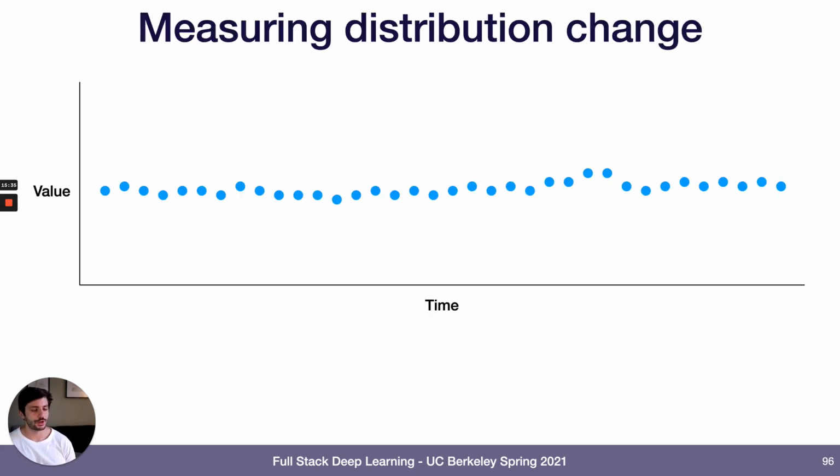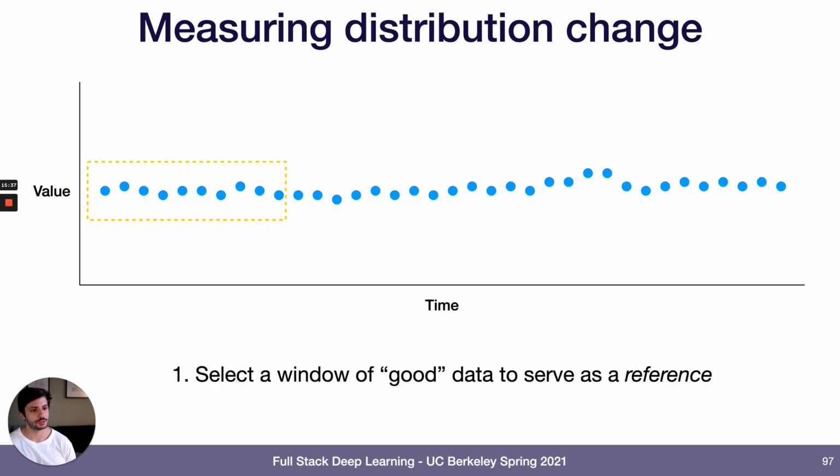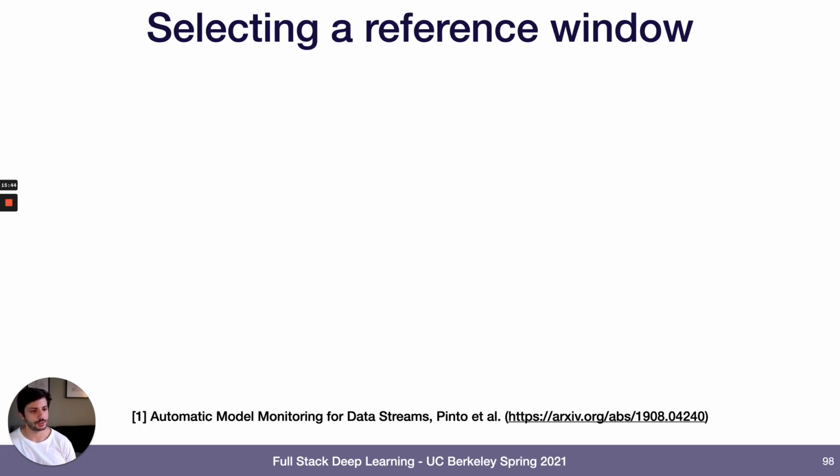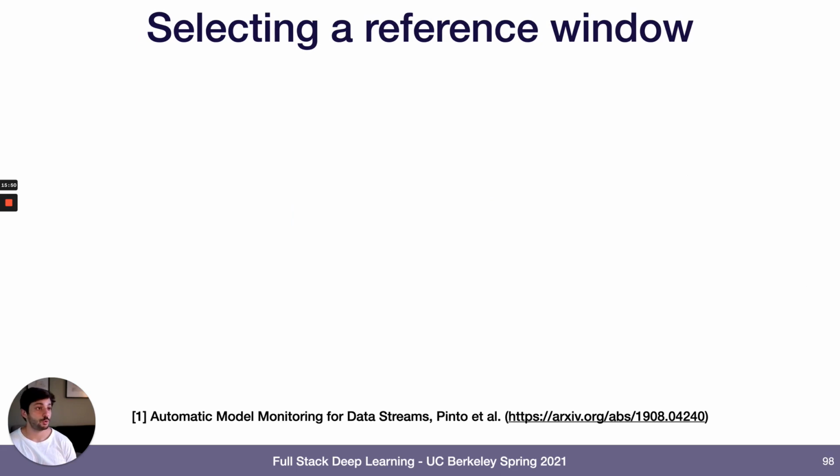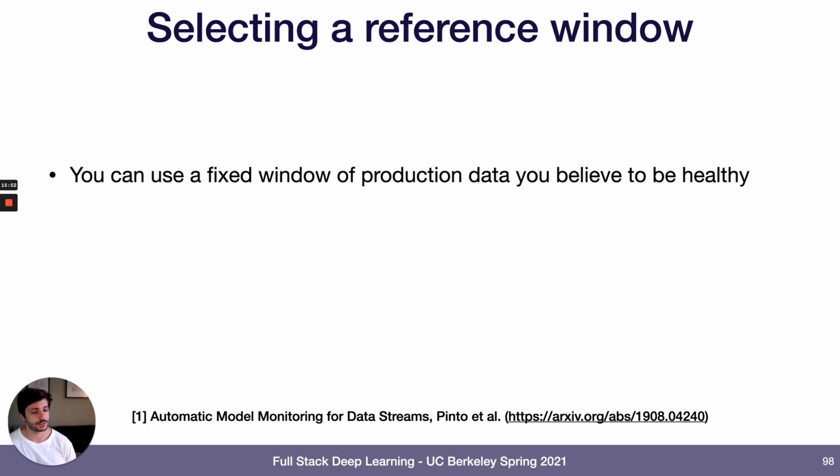So the overall strategy here for measuring distribution change is we're going to select a window of data that we consider good, like this is what the data should look like, to serve as a reference. So in this example, this is the reference on the left. How do you pick this reference? How do you pick the data points that you consider good?